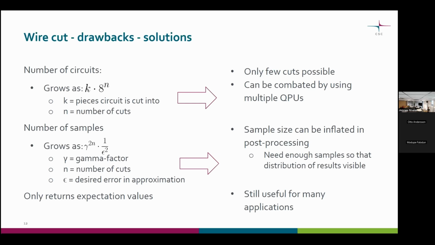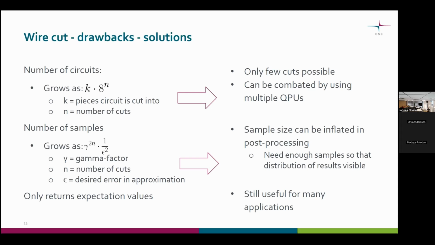For the samples, well, you don't actually need to take as many samples. Let's say the sample number was 4 million or something, which would be kind of a high number of samples to take, but you actually can inflate this in post-processing. So as long as you take enough samples so that the distribution of your results is clearly visible, then in post-processing, you can just scale that up, and the form of the results will still be the same. And that way you can still do this with a reasonable number of samples needed.